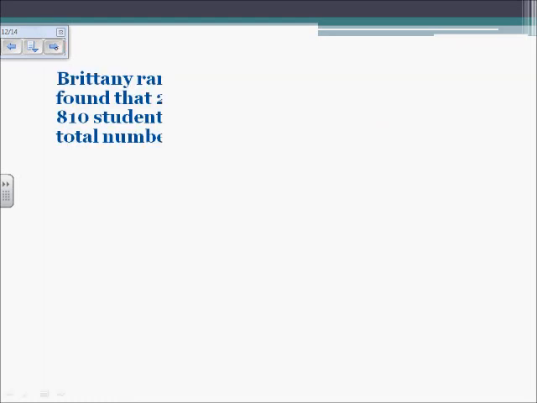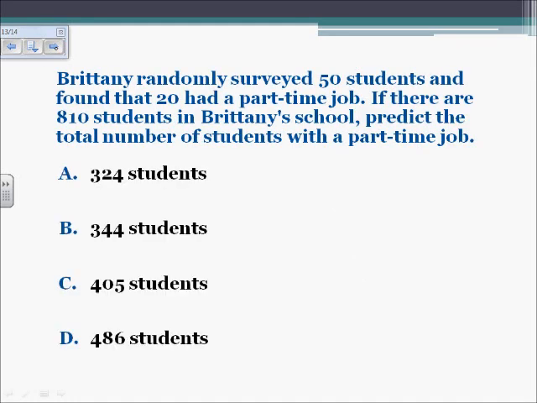Alright, last one. Same type of question. Brittany randomly surveyed 50 students and found that 20 had a part-time job. If there are 810 students in Brittany's school, predict the total number of students with a part-time job. So she went around and asked 50 students, so that's our total population. There were 20 of them that had a part-time job, so we had 20 over 50 as our ratio. We don't know the number of students that have a job in the entire school, but we do know that there are 810 students in the entire school.